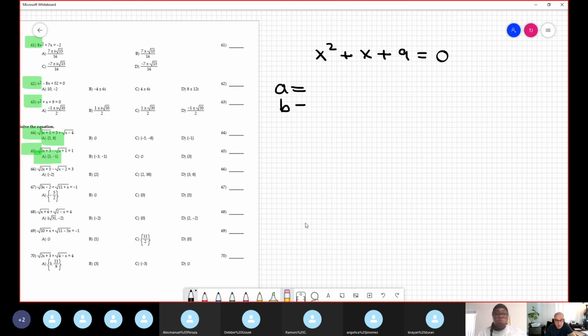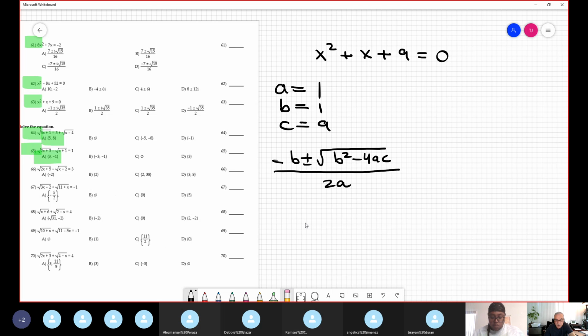A, B, C. A is 1, B is 1, and C is 9. Everything positive. The quadratic formula is minus B plus or minus square root of B squared minus 4AC, divided by 2A. So it's minus B, which is minus 1, plus or minus square root of 1 squared minus 4 times 1, times C, which is 9, over 2 times 1.